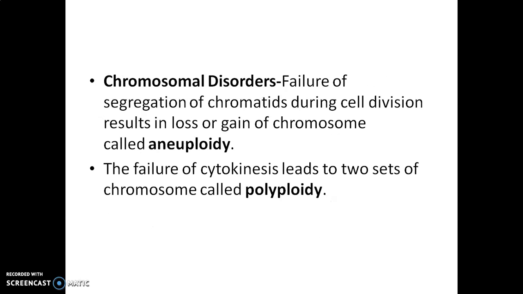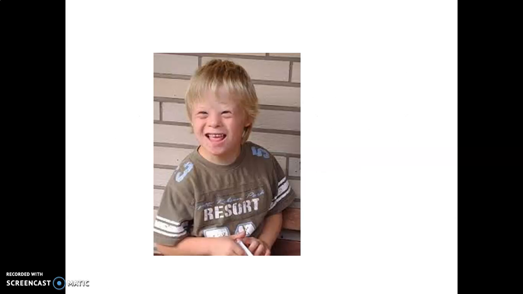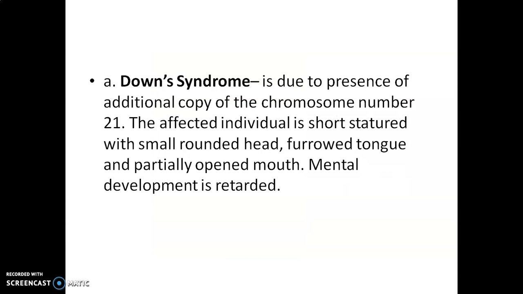Now let's discuss chromosomal disorders. Failure of segregation of chromatids during cell division results in loss or gain of chromosomes, called aneuploidy. The failure of cytokinesis leads to two sets of chromosomes, called polyploidy. The first one, Down syndrome, is due to the presence of an additional copy of chromosome number 21. This affected individual is short-statured with a small rounded head, furrowed tongue, partially open mouth, and mental development is retarded. So this is 21st trisomy, isn't it? An additional copy of chromosome 21.